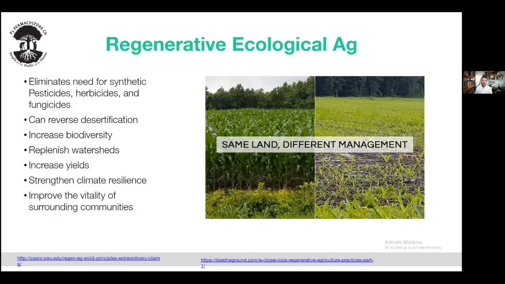We can reverse desertification, as many of the work of the Loess Plateau, Greening the Desert, and Allan Savory have done. Replenish watersheds and bring rivers back to life. There are examples of this in Rajasthan and in China.